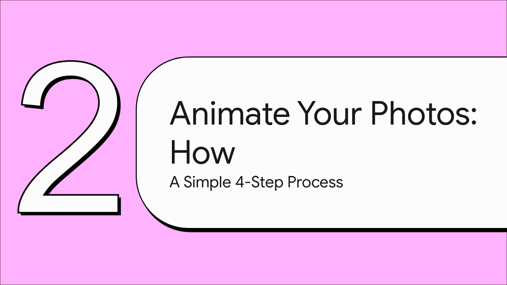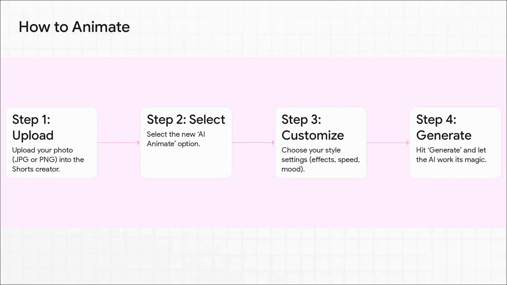So you're probably sitting there thinking, okay, this sounds incredible, but is it going to be a huge pain to use? And the answer is, not at all. In fact, it's a super simple four-step process that anyone, and I mean anyone, can figure out in like a minute. Seriously, it's this easy. You just go into the regular Shorts creator like you always do and upload your picture. You'll see this new option that says AI Animate. You tap that, and then you just give the AI a little bit of direction. Like, do you want it to feel fast and crazy or slow and moody? You pick a style, you hit generate, and that's it.